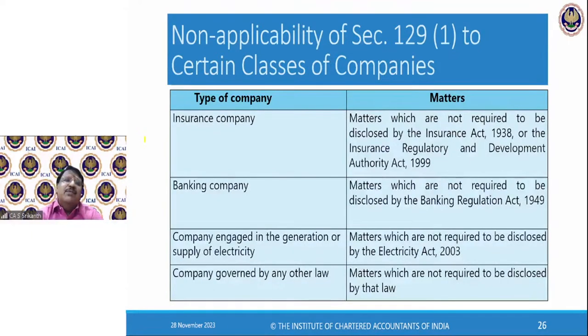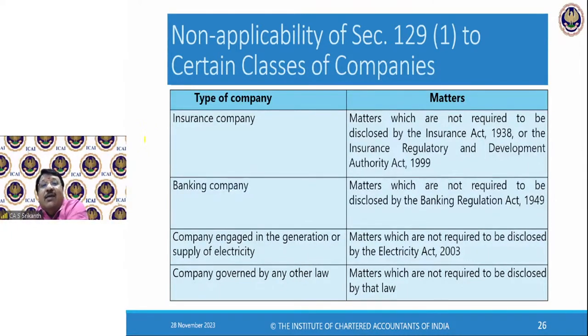Some companies, which are classes of companies, a special category of companies, like insurance, banking, companies engaged in the generation of electricity, companies governed by any other law, have their own enactment, which gives the manner in which the accounts are to be disclosed. For example, for insurance companies, the IRDA has an elaborate regulation on how the balance sheet of an insurance company should be presented.